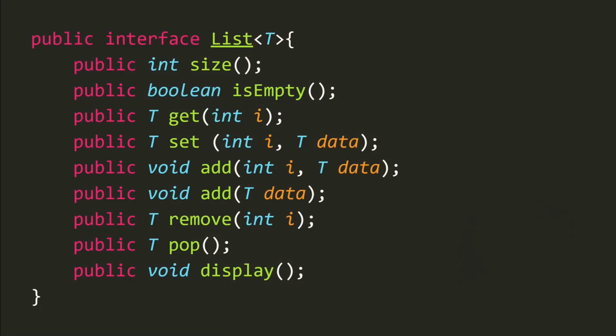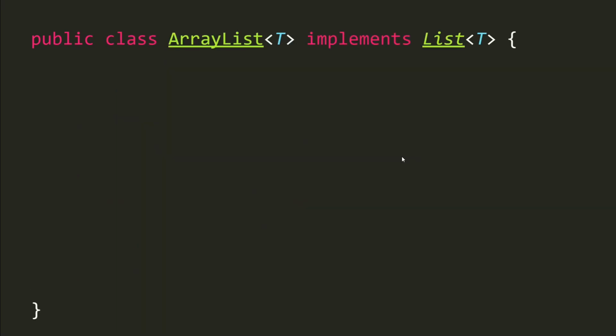Let's take a look at how to implement a list using an array in Java. So here is our interface, and the interface just lists out the methods that we will have, and then we will implement them in a moment. So some of these methods are size, is empty, get, set, add, remove, pop, and display. Next, we have the ArrayList class, and our ArrayList can contain numbers or strings.